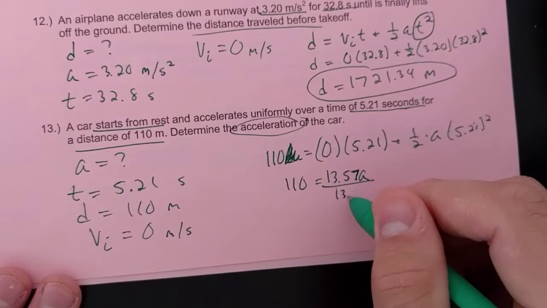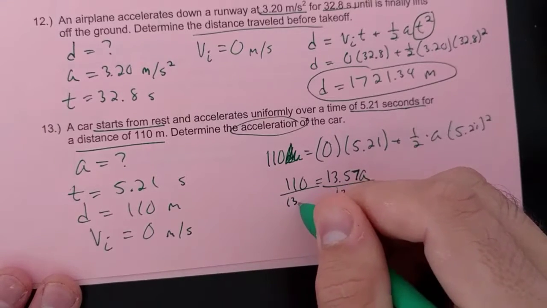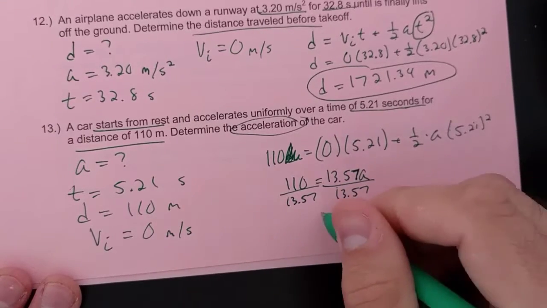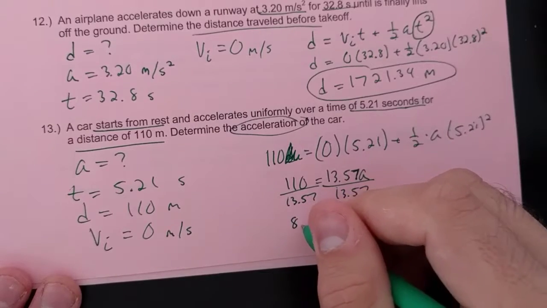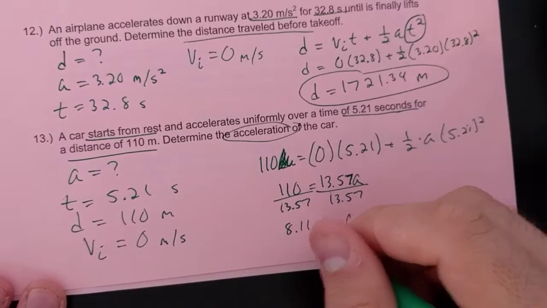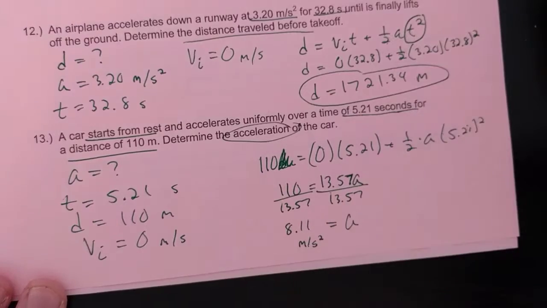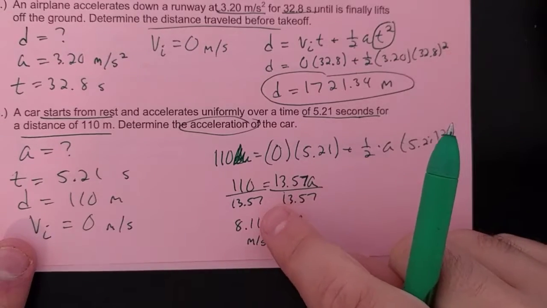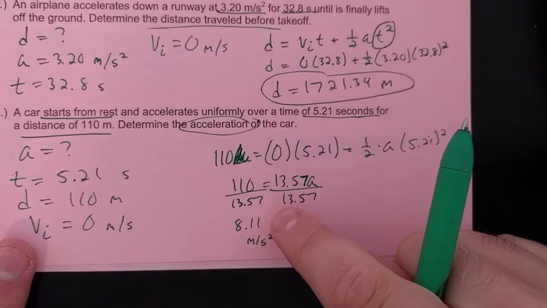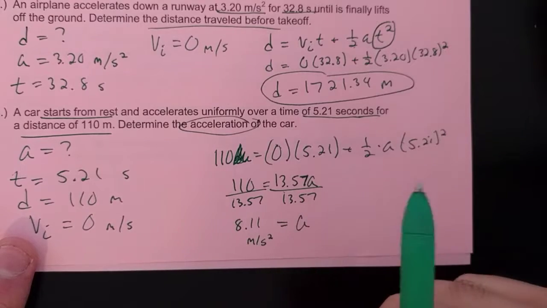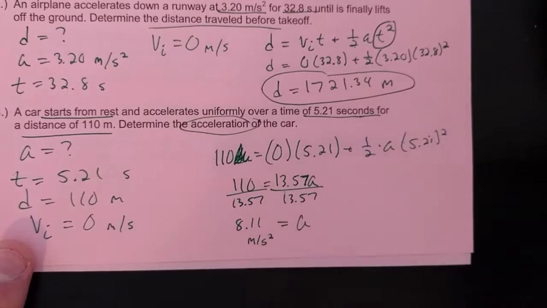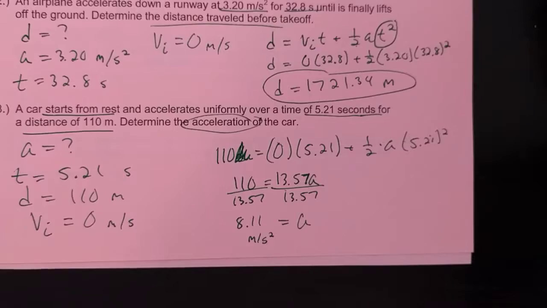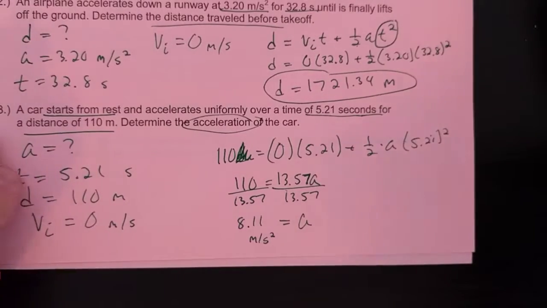One-step equation, divide both sides by 13.57. Your acceleration is going to be 8.11 meters per second squared. Your acceleration units are always distance per unit of time squared, because essentially what this means is your acceleration, 8.11 meters per second squared. Every 1 second, your speed or velocity increases by 8.11 meters per second. Moving on.